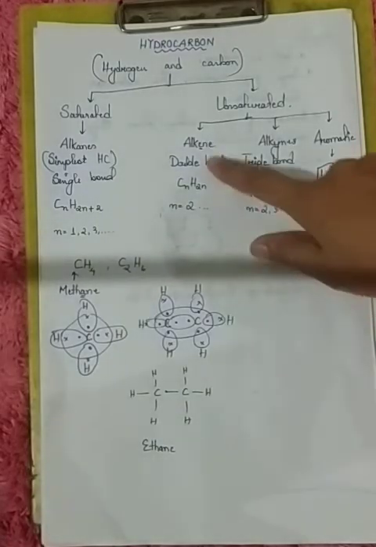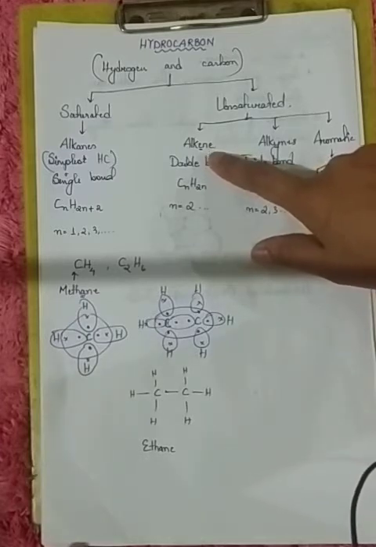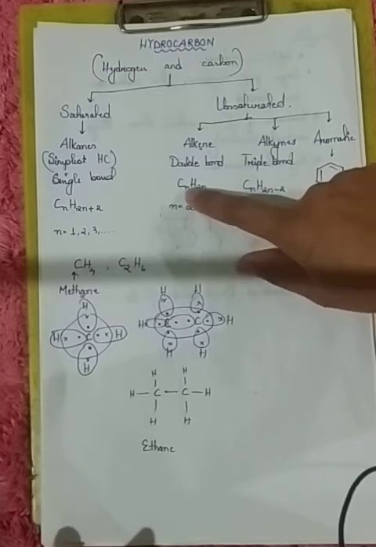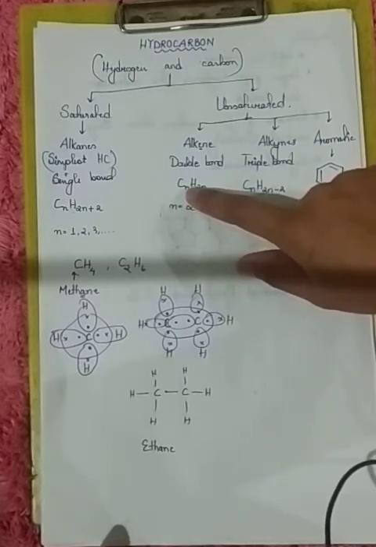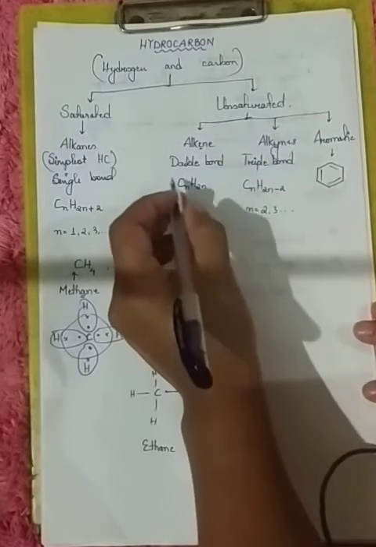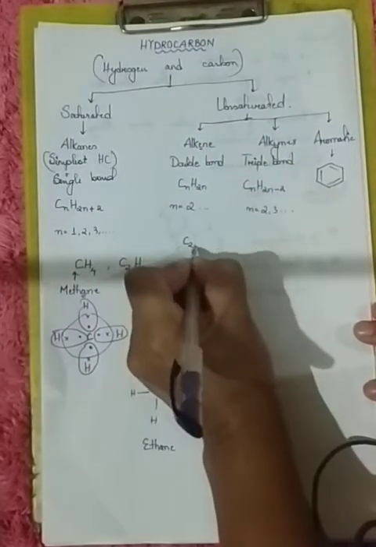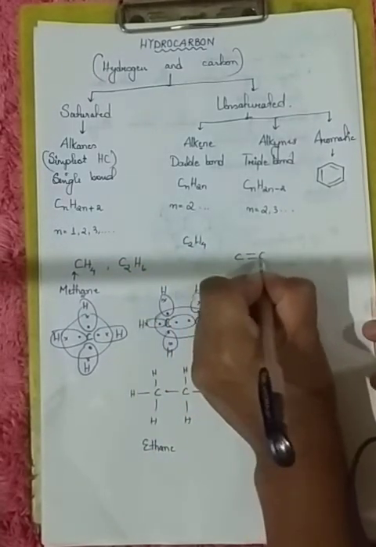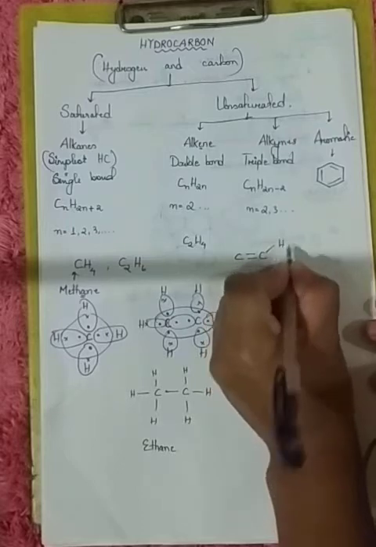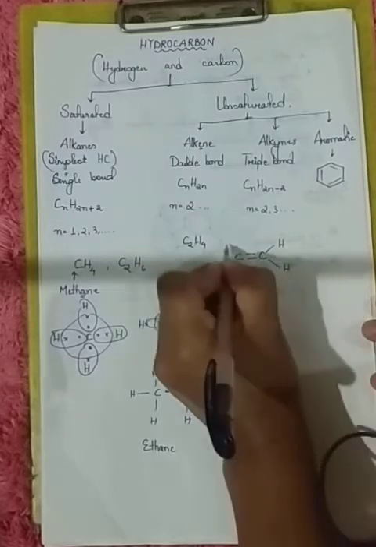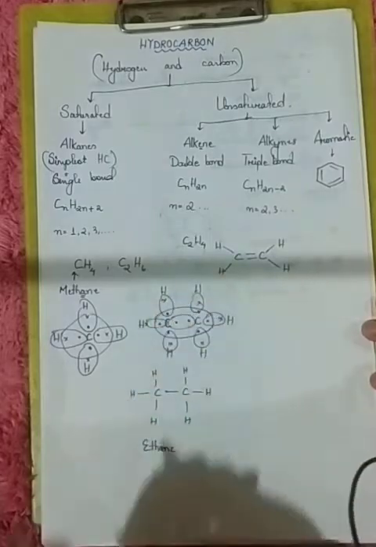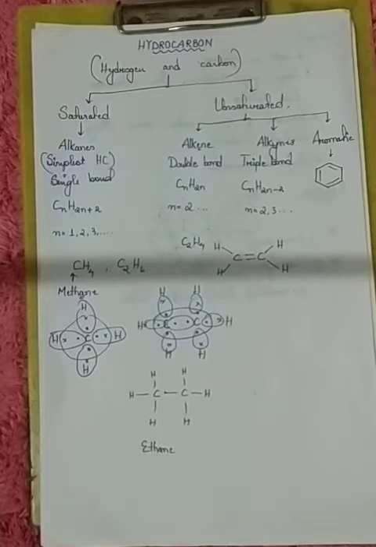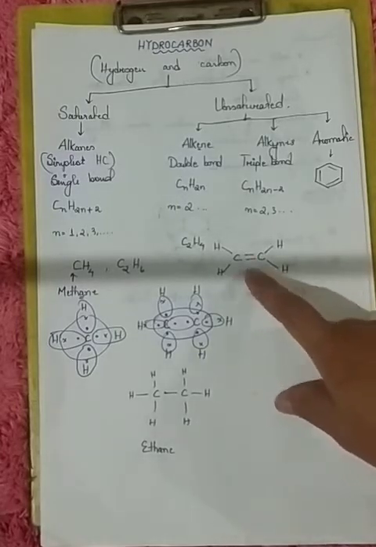Now moving on to alkenes. Alkene means double bond. Therefore here n starts from 2. If n equals 1, a double bond cannot be shared by a single carbon atom, therefore it should be 2. So when n equals 2, we have C2H4. How do we write this structure? Carbon to carbon double bond, and then hydrogens fulfilling the tetravalency of carbon, 1, 2, 3, 4. This is the alkene molecule.